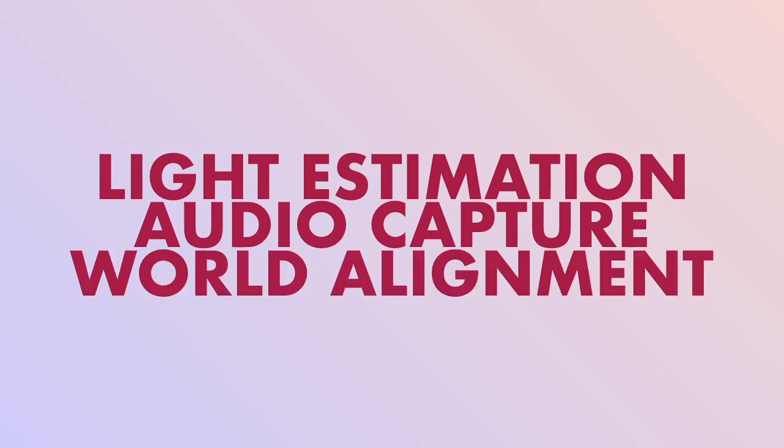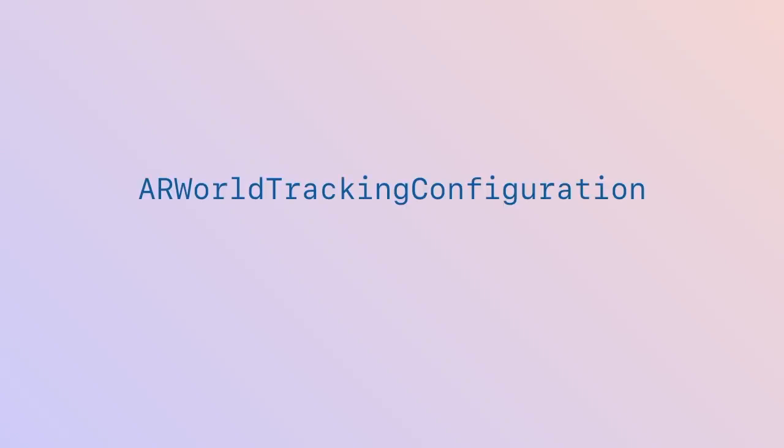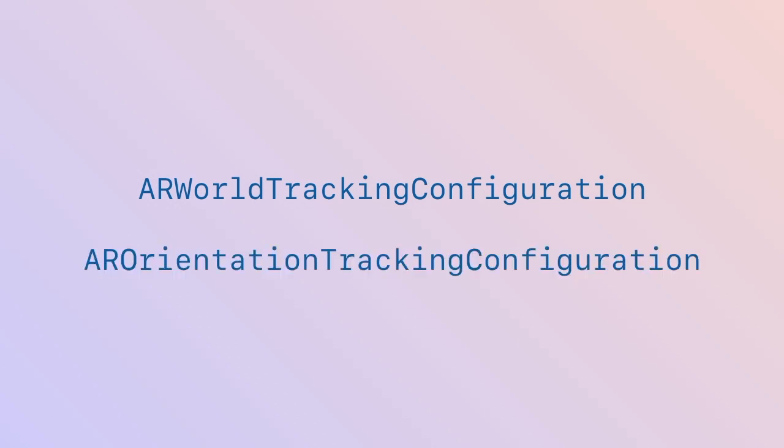You also use this to check whether the current device actually supports the session type that you want, because the two session subclasses are AR world tracking configuration, and this provides the nice, high-quality experience that we've been talking about with full hit testing, plane detection, the ability to walk around. The other is AR orientation tracking configuration. And this provides a very basic AR experience, and it really should only be used as a fallback.